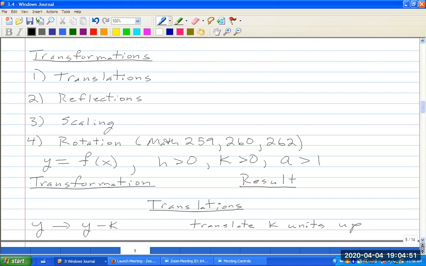A reflection is, well, you take the sketch of some function and you reflect it about a line or about a point. Talking about reflections about an axis, the x-axis, the y-axis. Scaling. So in scaling, you're either compressing or stretching by one of the axes.